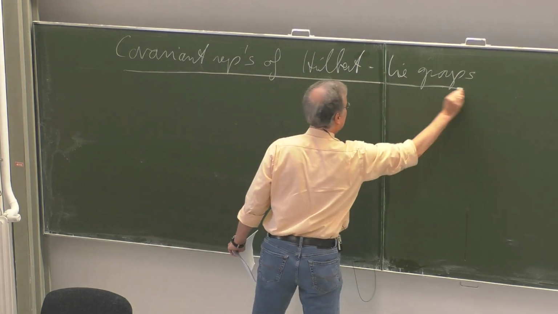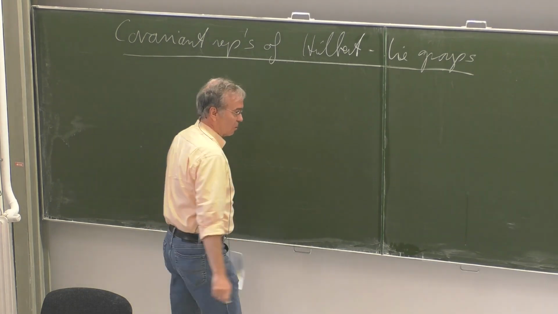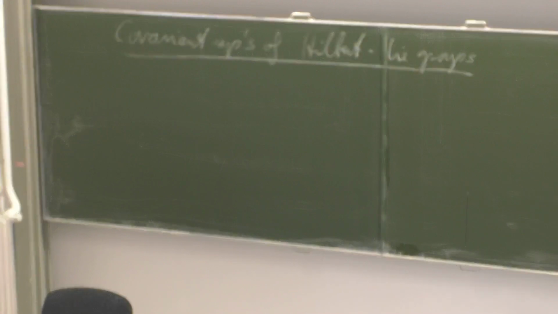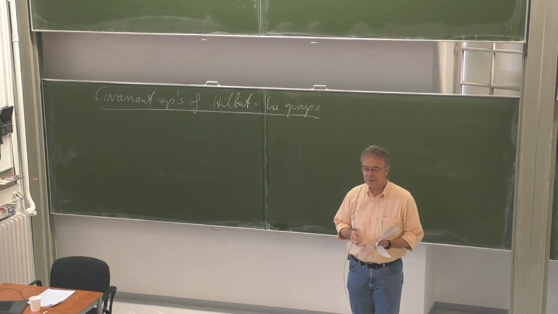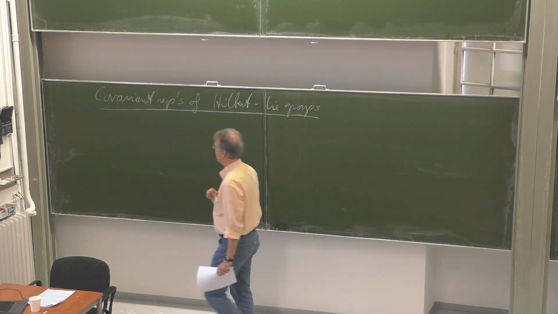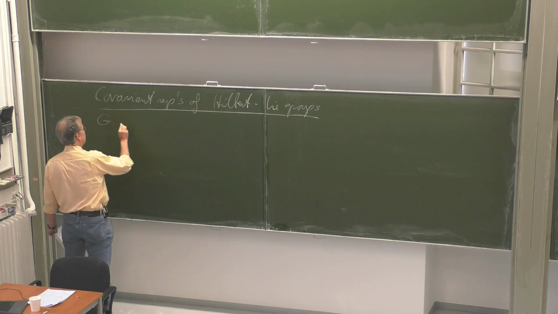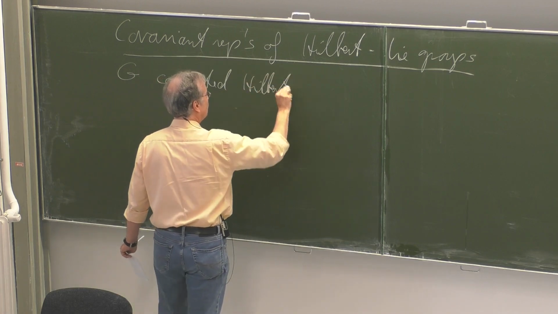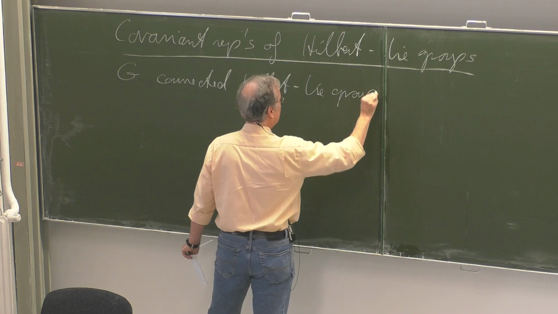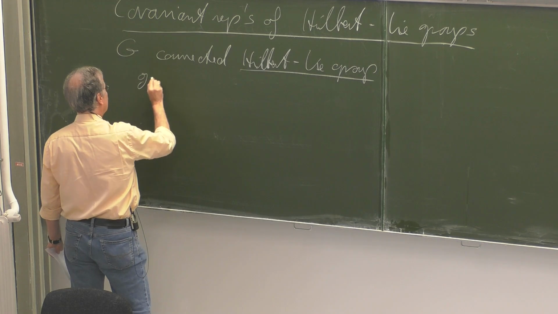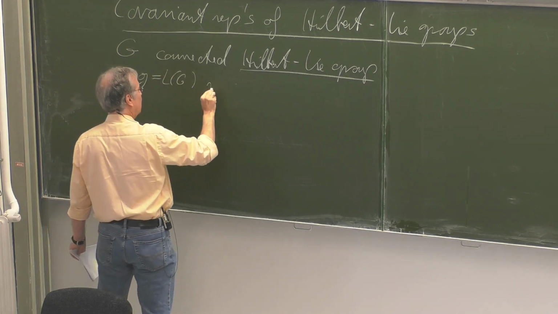We first of all explain the title a little bit. What a Hilbert Lie group is can be two things. One thing is you assume that the model space is a Hilbert space, but I want a little more. I want that the adjoint action is also isometric, which is much more restrictive. So G will always be a connected Hilbert Lie group, and this means that the Lie algebra is a real Hilbert space.